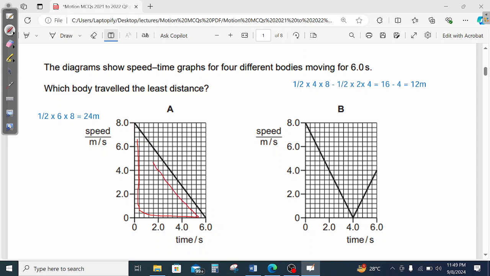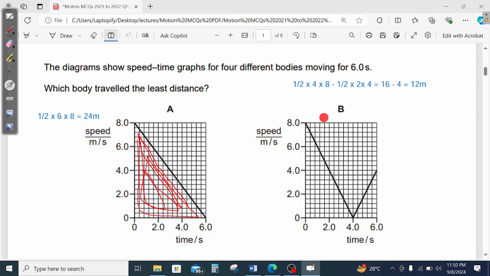So in that case, your shaded area will be a triangular shape. I am shading with red color here. It means the body in this graph is decelerating at a constant rate, and after 6 seconds the body comes to rest. So this shape is a triangle. To solve the triangle you have to use 1 by 2 and multiply by length. Length is 6, width is 8, then you will get 24 meter distance.